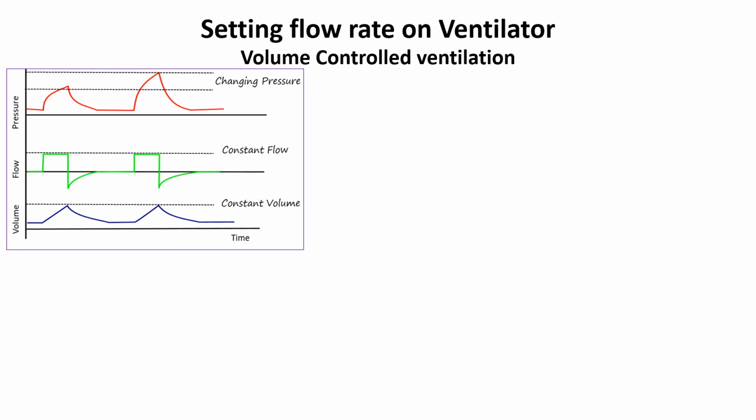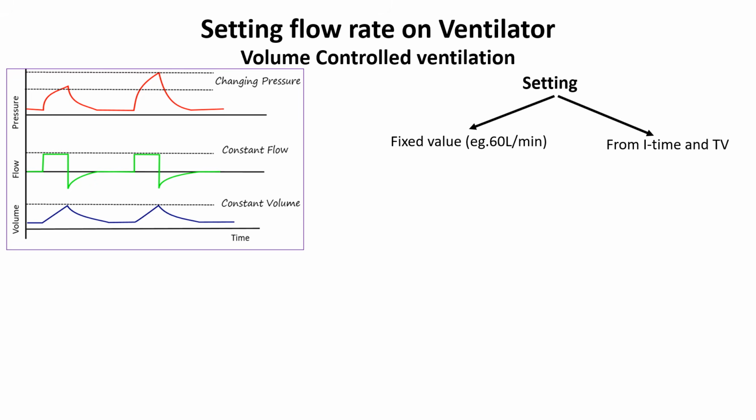Setting the appropriate flow rate depends on the ventilation mode, patient condition, and clinical goals. First, let's look at how we set flow rate in volume control ventilation mode. Flow rate can be set manually in volume-controlled ventilation as a fixed value, or it can be adjusted indirectly by setting tidal volume and inspiratory time, which the ventilator uses to calculate the required flow.